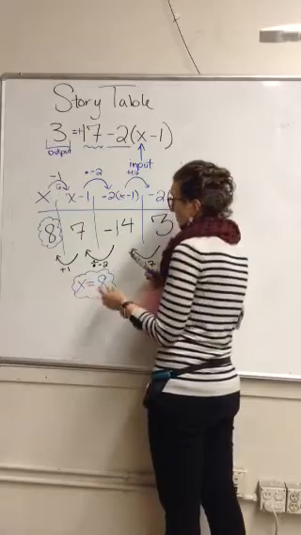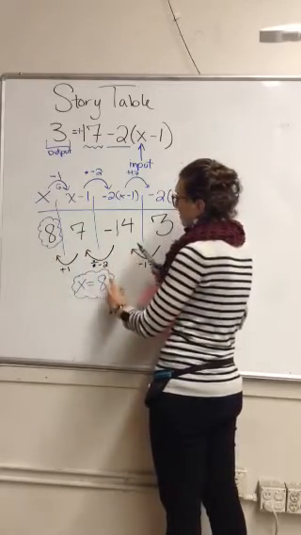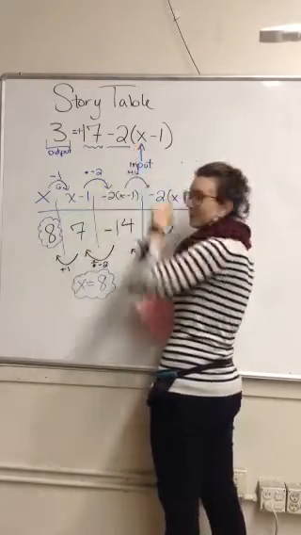How could we know? Well, we could always run it through the story again, or we could substitute it back in to check to make sure that everything is okay.